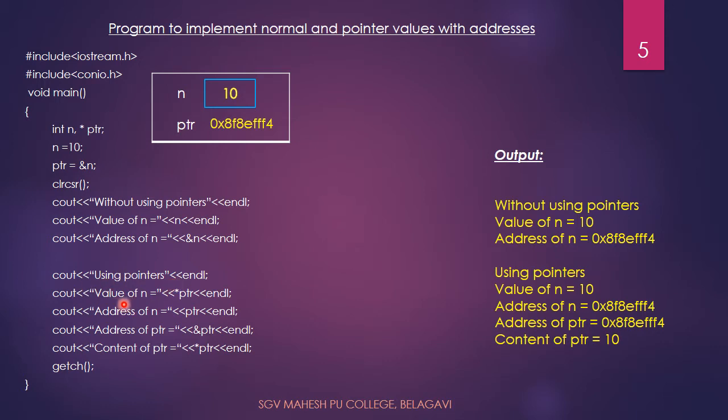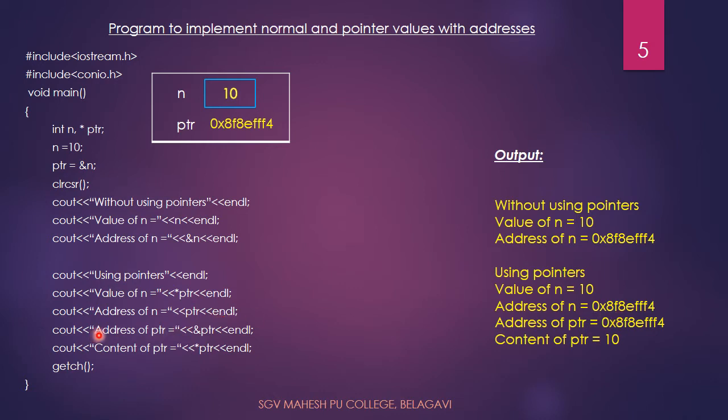Now what if I want to display these things using pointers? Let's say the value of n is equal to star ptr. If you look at this, the value of n is also the same, because star ptr, which is holding the address of n, takes again the value of n, which is nothing but 10. So I get the value of n as 10. If I want to display the address of n, I just type ptr. Ptr is an address, so again I get the same address, whatever I had printed here.